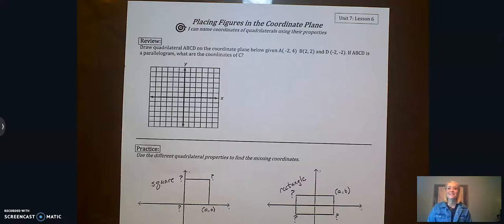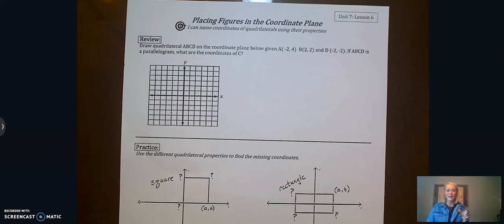What's up, guys? This is lesson 6. It's called Placing Figures in the Coordinate Plane. Today's lesson really is some basic knowledge that we'll need to do the next lesson, the last lesson in Unit 7. So it's all about the coordinate plane, the X and Y axis.